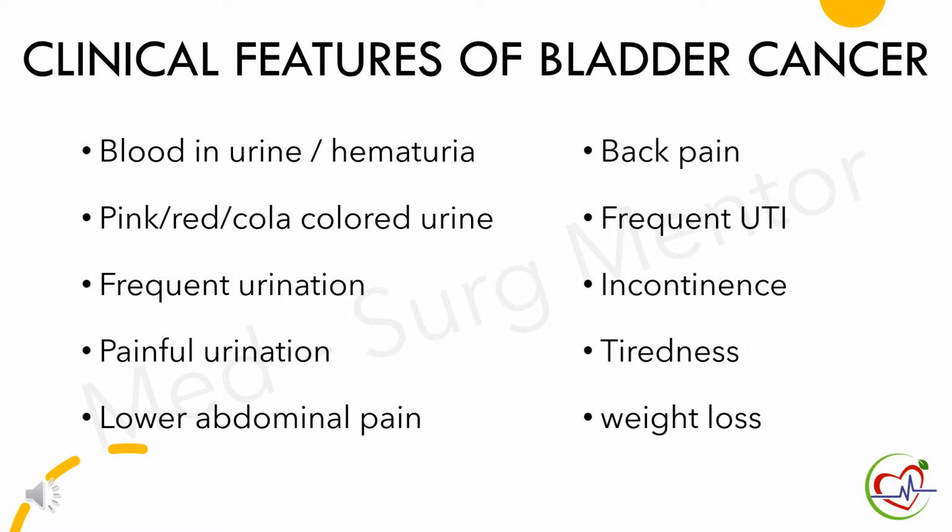Commonly seen clinical features of bladder cancer are blood in urine or hematuria, pink, red or cola colored urine, frequent urination, painful urination, lower abdominal pain, back pain, frequent urinary tract infection, incontinence, tiredness, and weight loss.